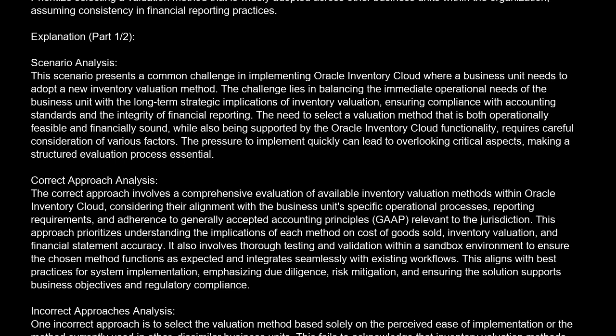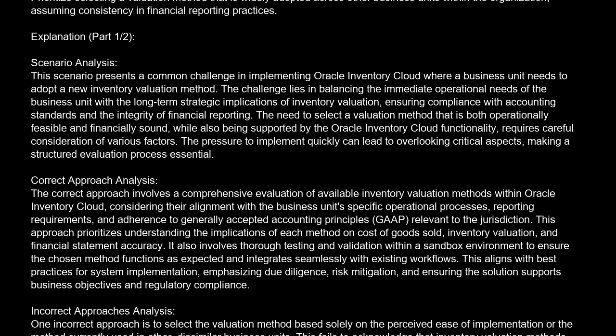Correct approach analysis. The correct approach involves a comprehensive evaluation of available inventory valuation methods within Oracle Inventory Cloud, considering their alignment with the business unit's specific operational processes, reporting requirements, and adherence to generally accepted accounting principles, GAAP, relevant to the jurisdiction. This approach prioritizes understanding the implications of each method on cost of goods sold, inventory valuation, and financial statement accuracy.